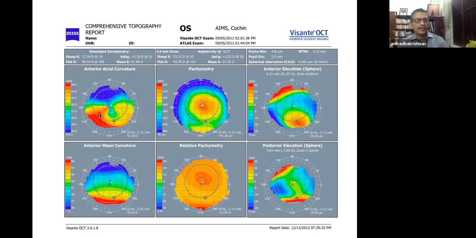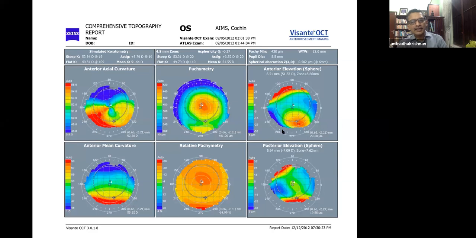What do you call this pattern? This is a crab claw pattern or Kissin PGN sign. So this topographic information tells you that there is a crab claw pattern. Like this area, there are two bows of the tie which are sort of bent to each other, and it is also called a lazy eight pattern. You can draw eight like this, and if it's a lazy eight, you can see like this. In the pachymetry map, it is almost normal.